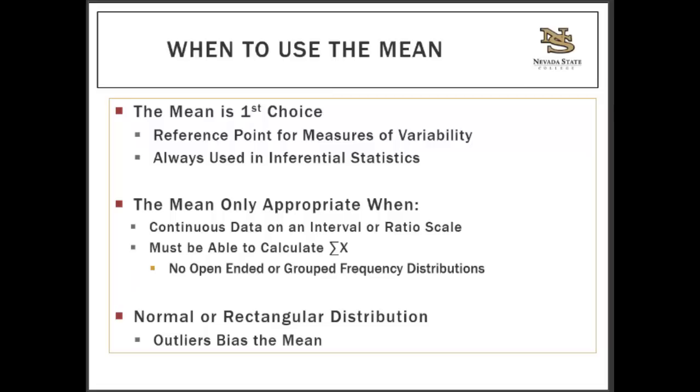So another consideration, it's not just the scale of measurement, but it's also the shape of the distribution. Whenever you have outliers in your data set or a skewed distribution, you do not want to use the mean. Those high scores are going to have a severe impact on the value of the mean, and then the mean is pulled towards those outliers and is no longer an accurate representation of the data. So if you have a normal or rectangular distribution and you have a scale that's interval or ratio, you can go ahead and use the mean.